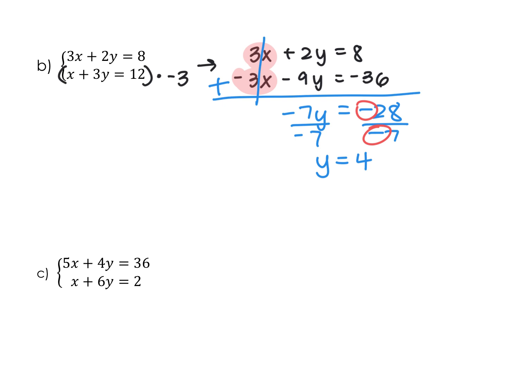So now we're going to take y and we're going to plug it in to an original equation. It does not matter which one we pick. Which one do y'all want to do? The first one or the second one? Okay. So we would have x plus 3 times y, which is 4. So 3 times 4 equals 12.